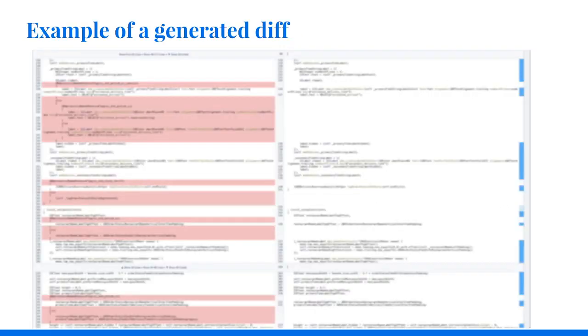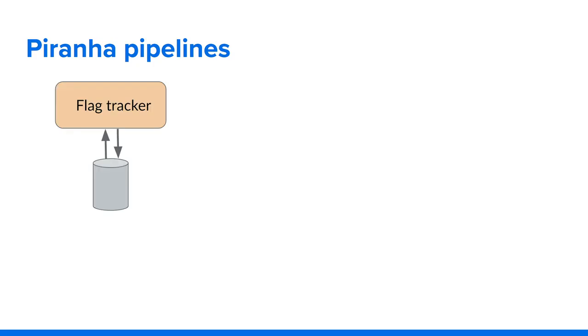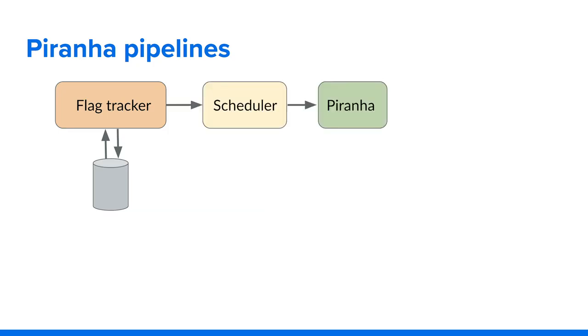An example diff that was generated by Piranha is shown here. It demonstrates deletion of a number of branches and deletion of many lines across the code base. This diff was landed as is by the author of the flag without any other changes. The effectiveness of Piranha has been such that it is now used as part of an automated code deletion pipeline at Uber. The flag tracker identifies the set of possible stale flags and periodically inputs this information to Piranha.